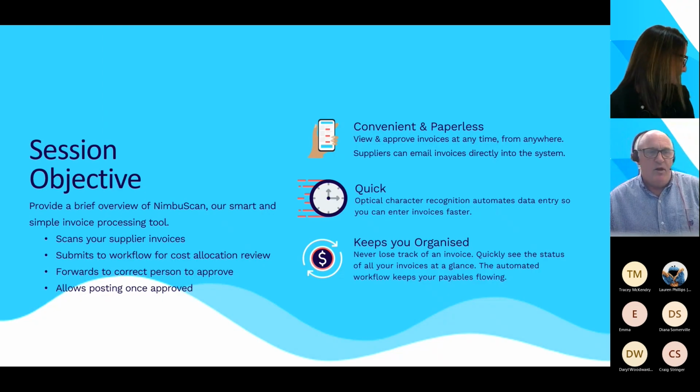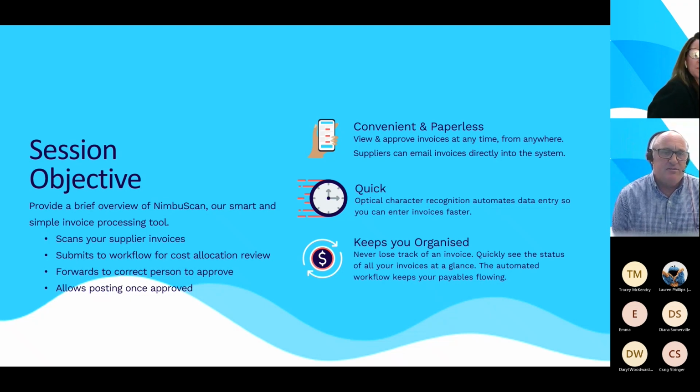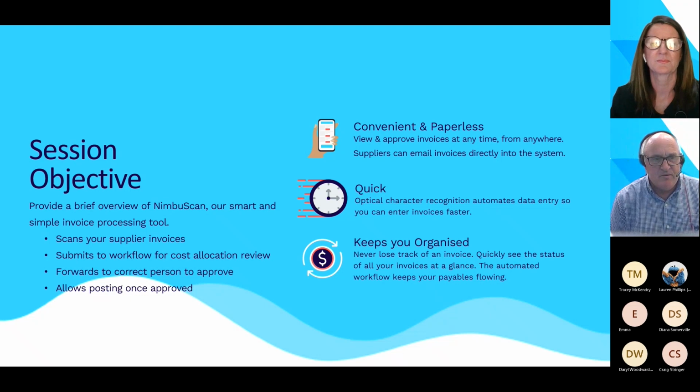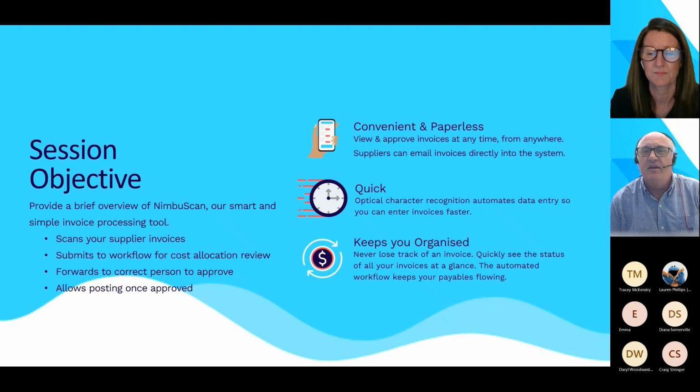So just to give you a brief overview of NimbuScan, it's our smart and simple invoice processing tool that scans your supplier's invoices. It submits them to a workflow for cost allocation review, and then forwards the invoice to the correct person in your organisation to approve. And once approved, allows the invoice to be posted through to the job, the GL, and creditors.